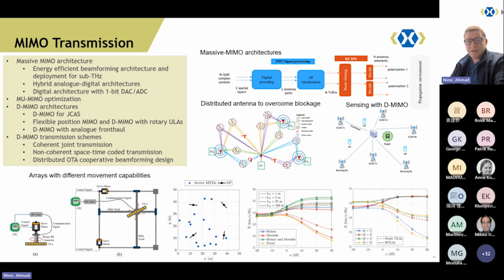We also looked at various distributed MIMO architectures and transmission schemes, such as the ones to improve the coverage, or using distributed MIMO in the context of JCAS. Another related idea is using movable and rotatable access points, and this shows some potential in improving the capacity when we consider the dynamicity of users and environment.